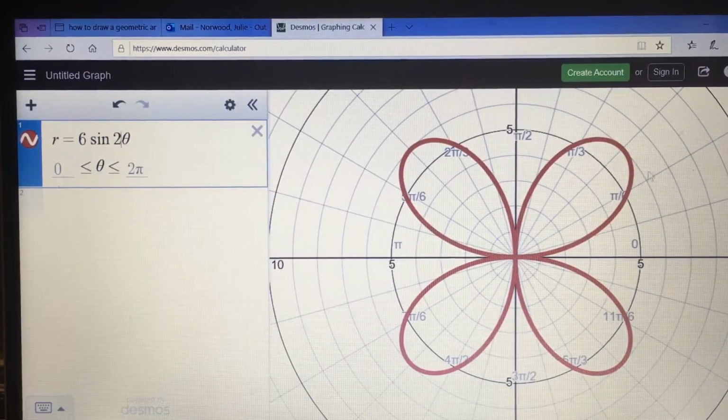And these are called petals. I'm not kidding, this is what they're really called. And this, of course, you see has 4 petals. The symmetry still holds. And if you notice this 6 right here, that's the length of each petal.